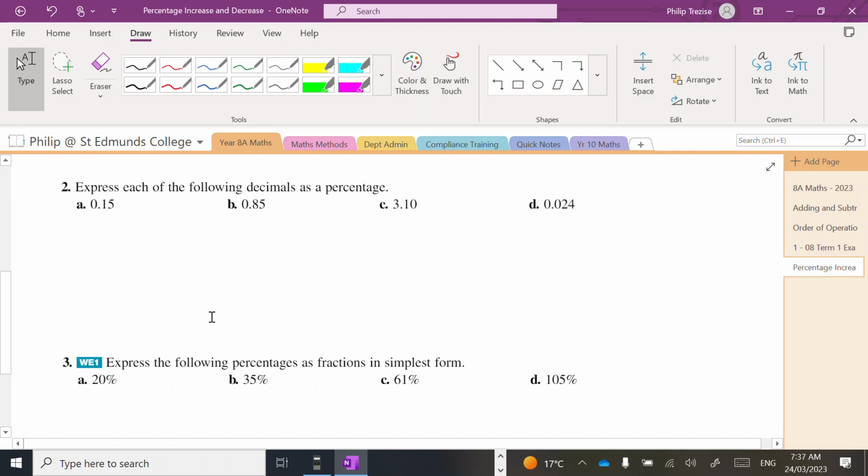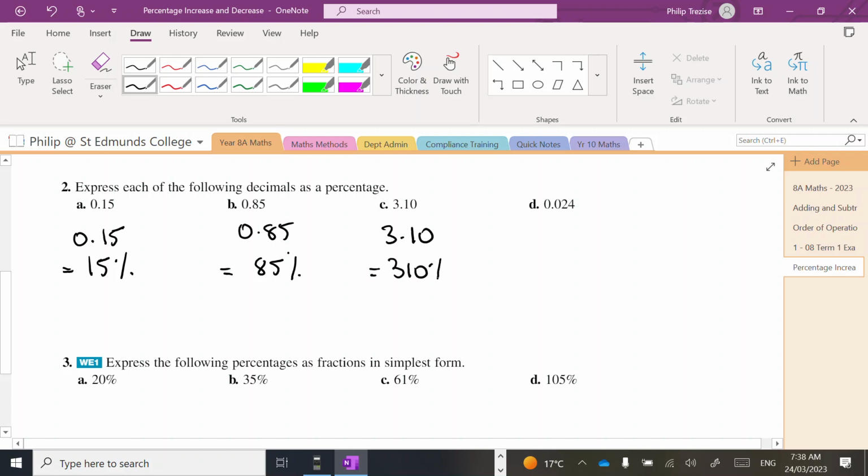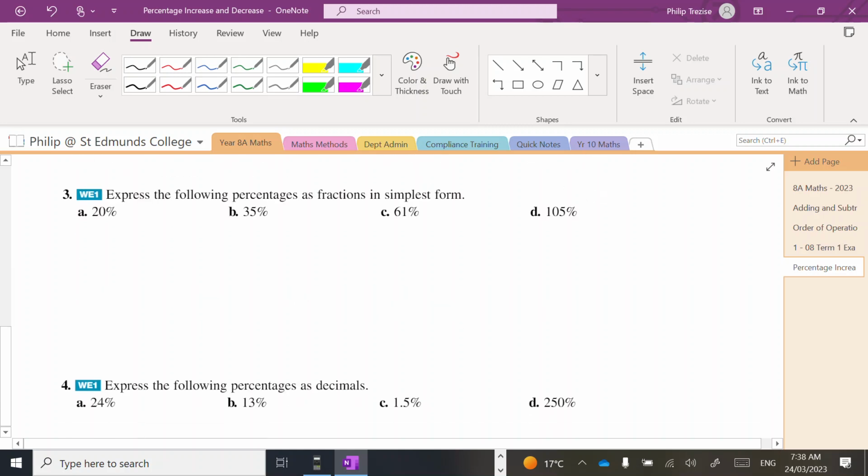Let's move into these. Express as percentages. These ones are easier. So to express as a percentage, I multiply by 100. I move the decimal 2 places. 15%. 0.85. Move the decimal 2 places. 85%. We really don't need a calculator for this one. Move the decimal 2 places. 310%. Move the decimal for this one. 0.24. The decimal will end up between the 2 and the 4. 2.4%. Those ones are nice and quick.